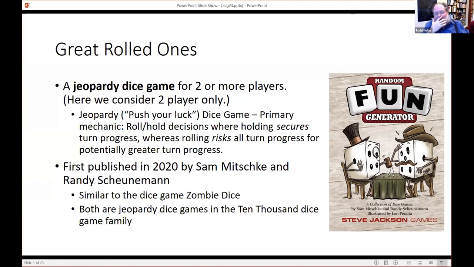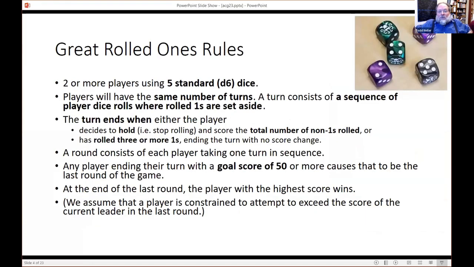It's similar to the dice game Zombie Dice, and both are Jeopardy dice games in the 10,000 Jeopardy dice game family. So the rules are relatively simple. You play with five standard dice. The ones you see pictured here are still standard dice, but with these monster pictures substituted in for the ones. And these are the undesirable numbers to come up.